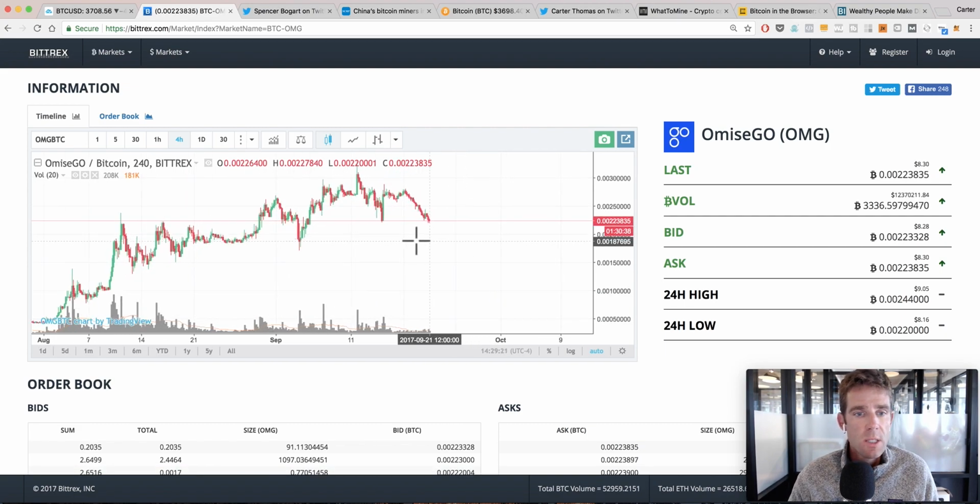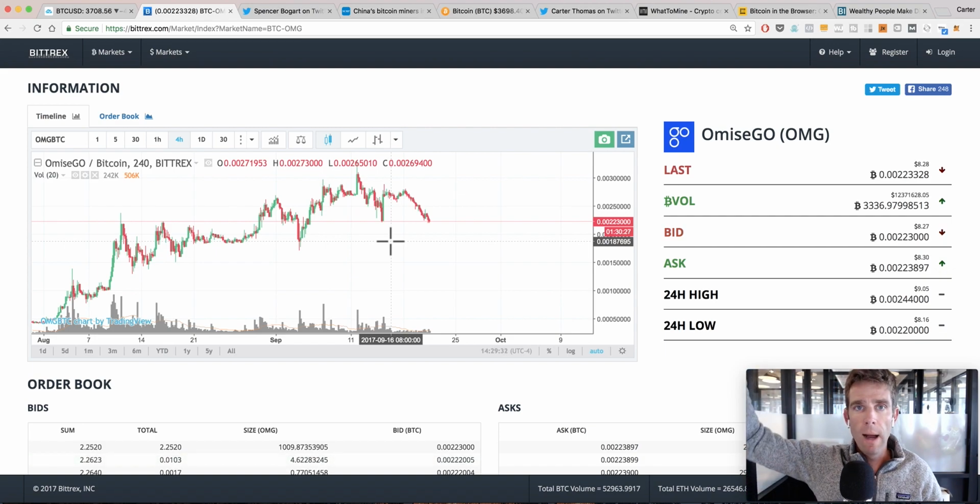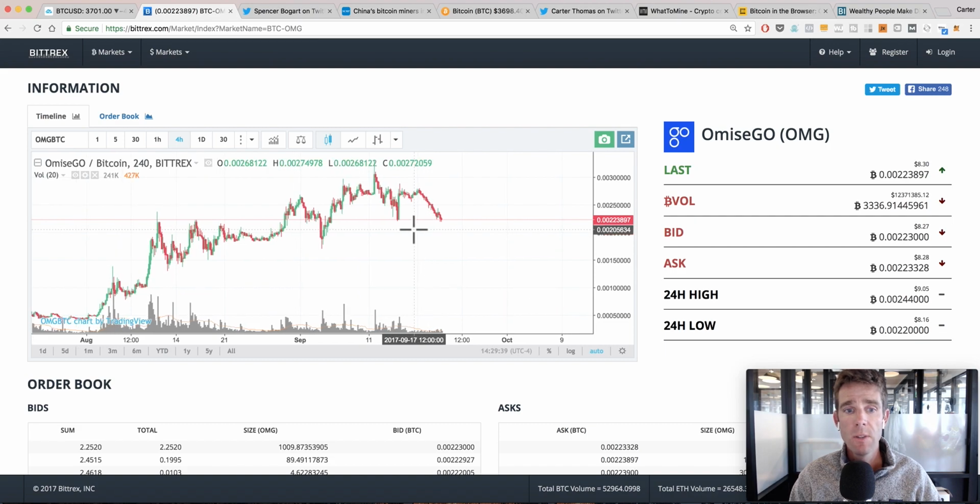If you don't see a clear technical trend, that means you just got to go into the fundamentals and really determine, hey, is OMG going to go 5x the next year? Nobody can answer that. You got to make that determination yourself. And if you believe it is, then this is a big dip, and this could be a great time to get in.